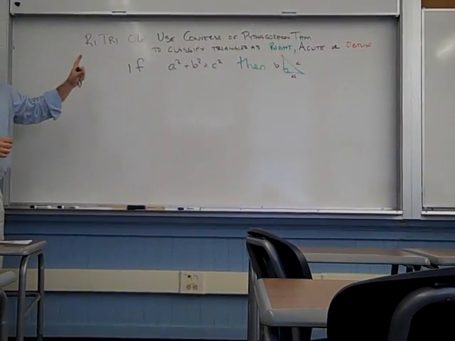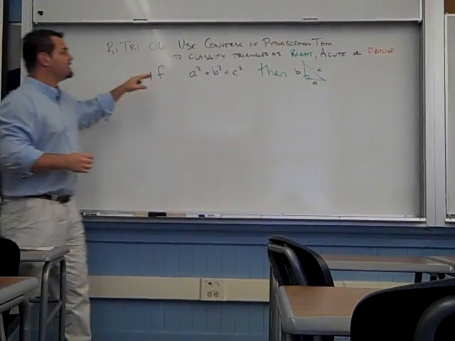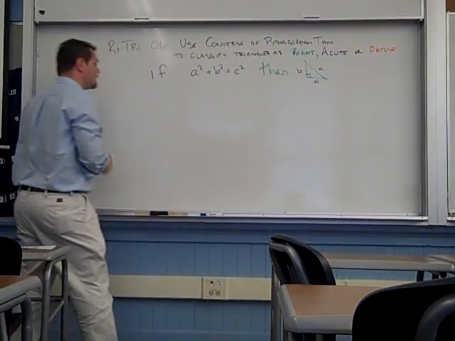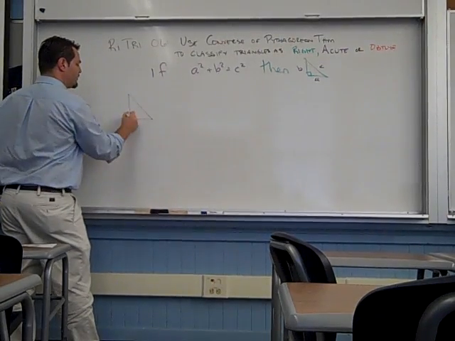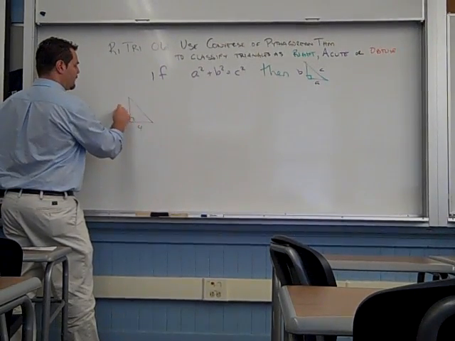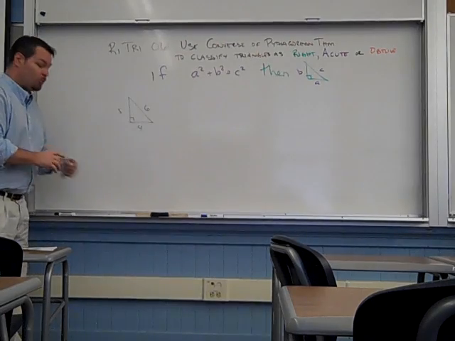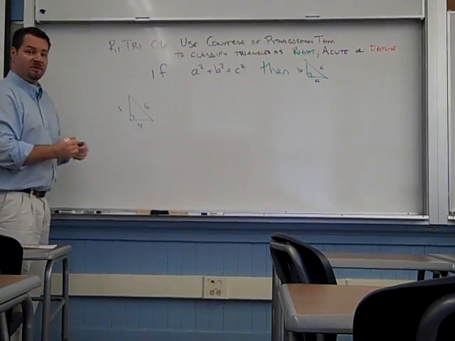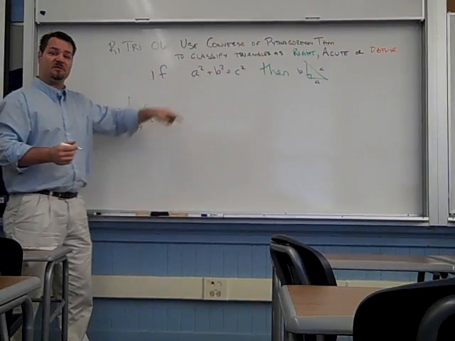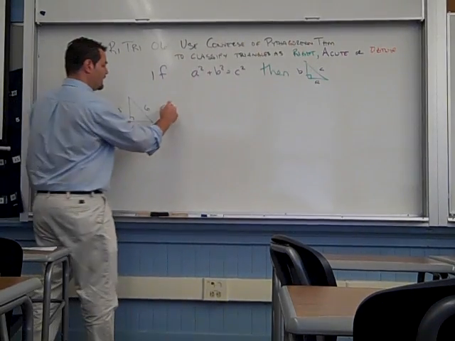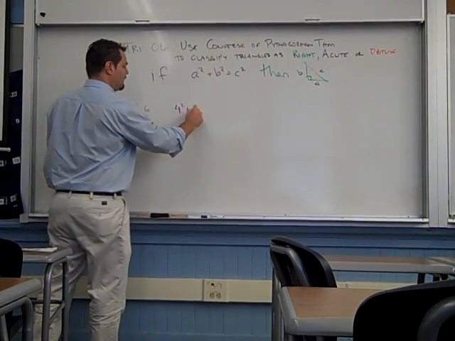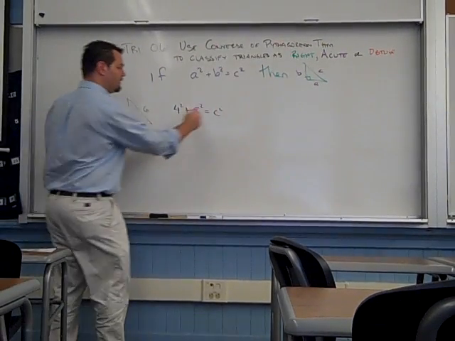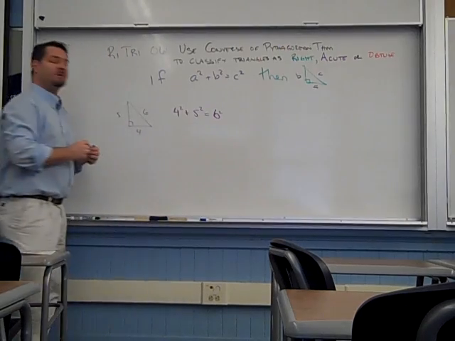Now, we're going to use this converse theorem to classify a triangle as right, acute, or obtuse. So for example, I'm given a triangle and I have sides of 4, 5, and 6. What I want to ask myself is, is it a right triangle? If it's a right triangle, then A squared plus B squared equals C squared. To use the converse, if this is true, then it must be a right triangle.